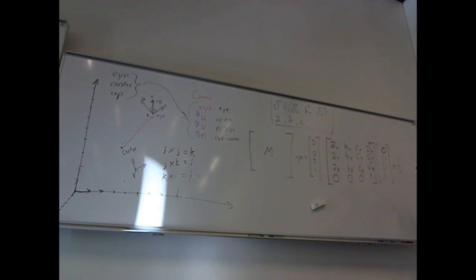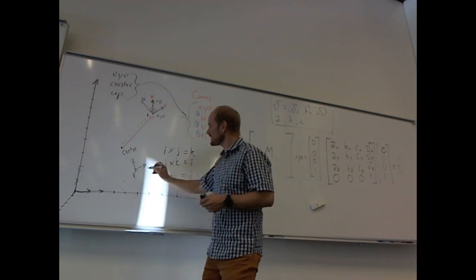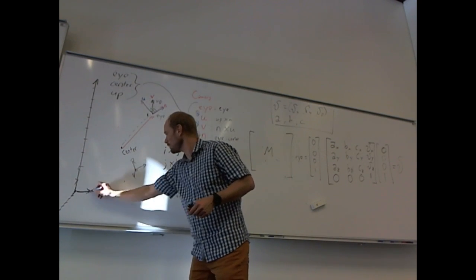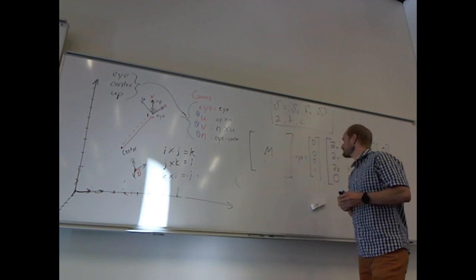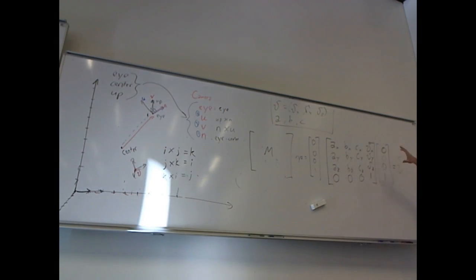So instead of going from local to global, that is 0, 0, 0 in this coordinate frame is here. In the global, it's the actual point of origin. So I want to go the other way around.